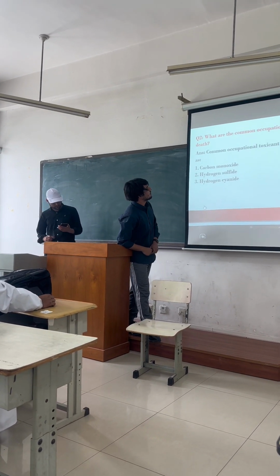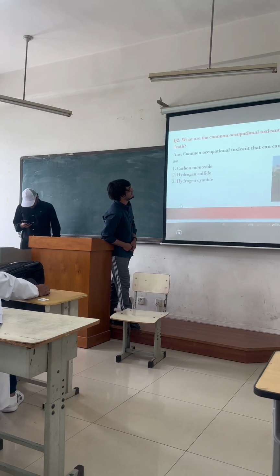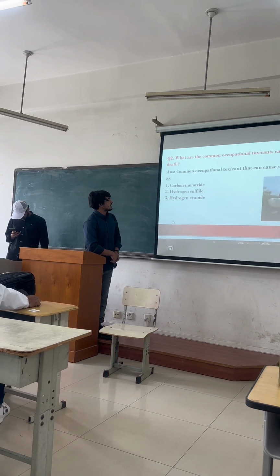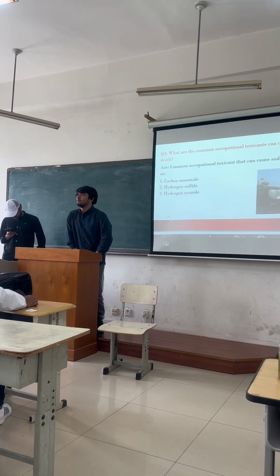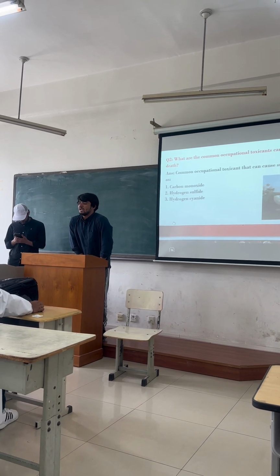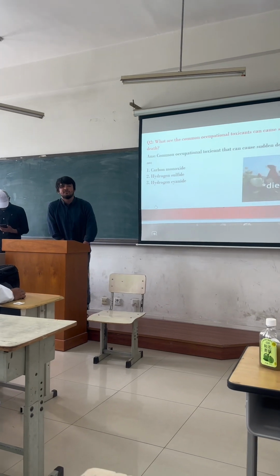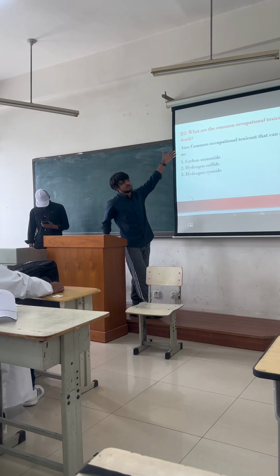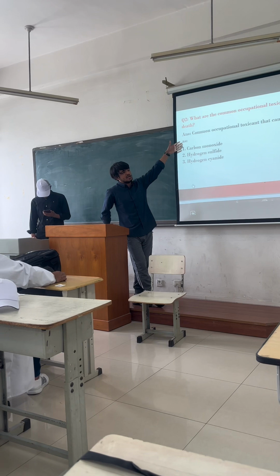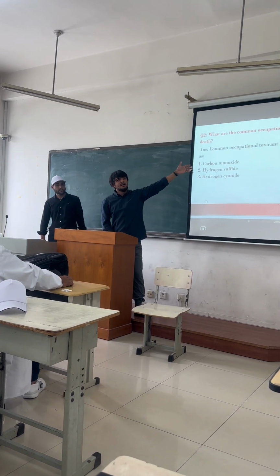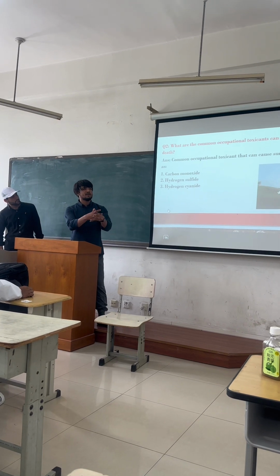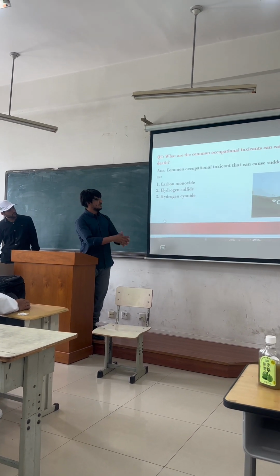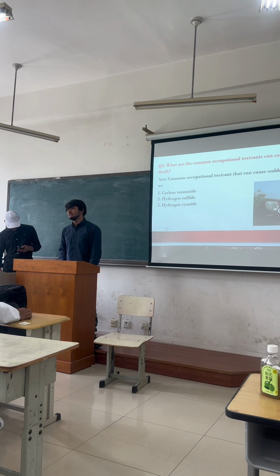Okay, what are the common occupational toxicants that cause sudden death? Carbon monoxide, hydrogen sulfide, hydrogen cyanide. Basically, in our blood there are RBCs. RBCs have hemoglobin. Hemoglobin has more affinity for carbon monoxide. Carbon monoxide strongly binds with hemoglobin, part of the red blood cell. When carbon monoxide binds with the hemoglobin, it does not dissociate easily.